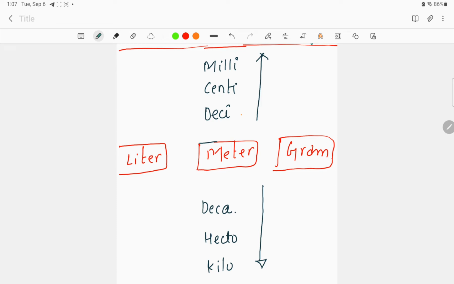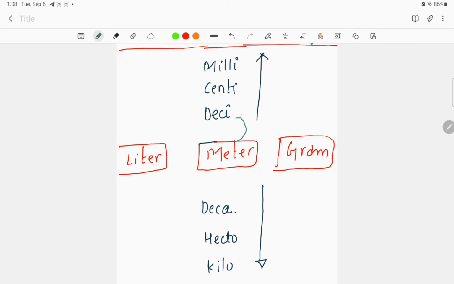Whenever we are converting liter, meter, gram into deci, centi or milli, or deca, hecto, kilo into liter, meter or gram, here we have to keep in mind that if we are converting 1 meter into 1 decimeter, or 1 meter into 1 centimeter, or 1 meter into 1 millimeter, what you have to do is multiply each step by 10. It means if we are converting 1 meter into decimeter, we will multiply it by 10.